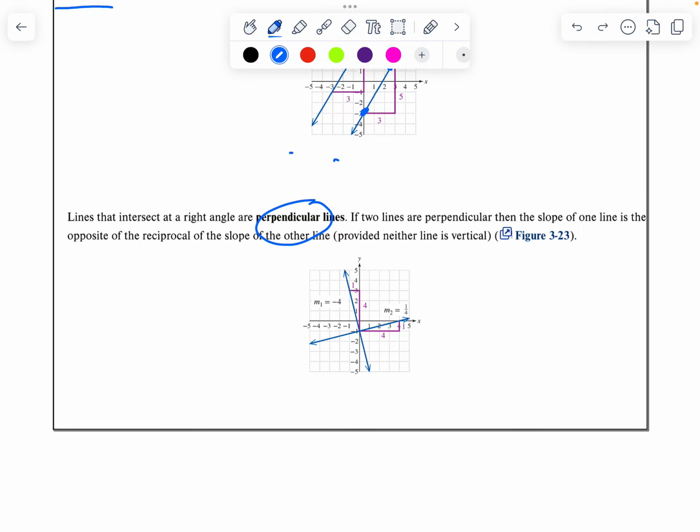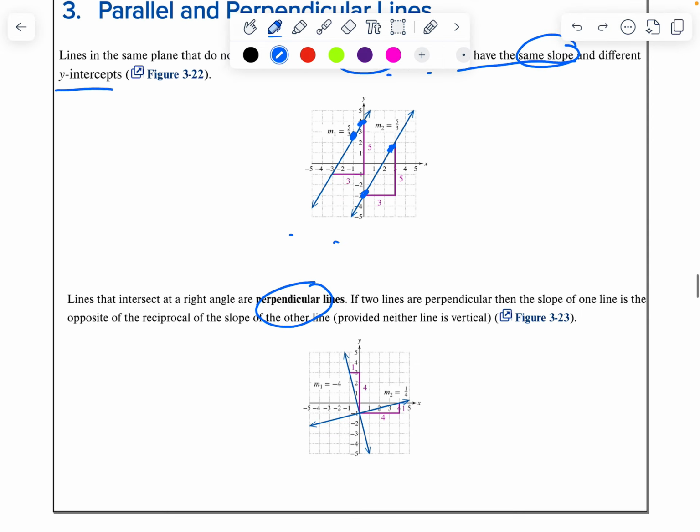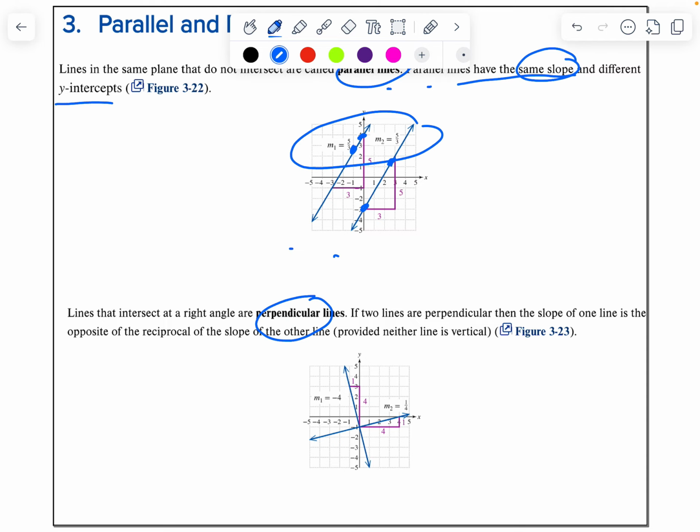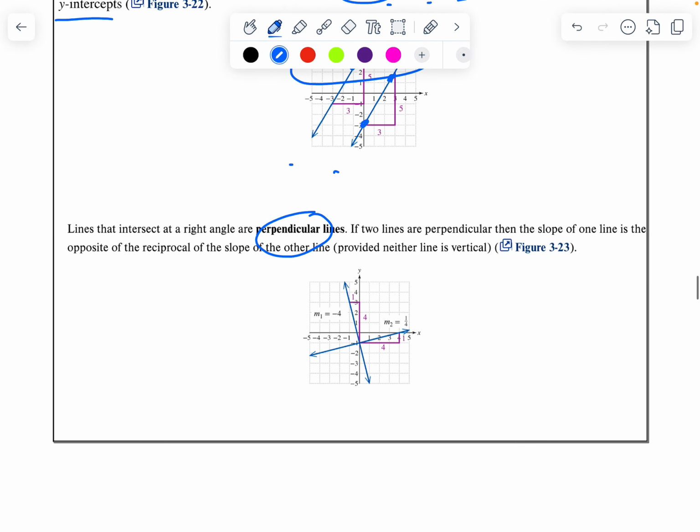And the key to know whether lines are parallel or perpendicular, remember parallel lines have the exact same slope. Perpendicular lines have the opposite reciprocal slope. A reciprocal means you take a fraction and flip it. The opposite is talking about the sign, positive or negative.